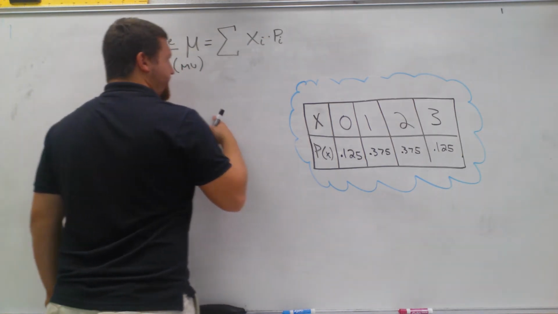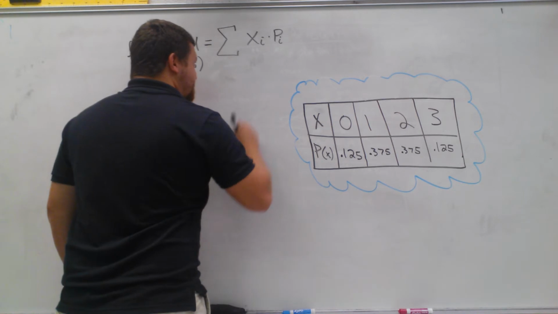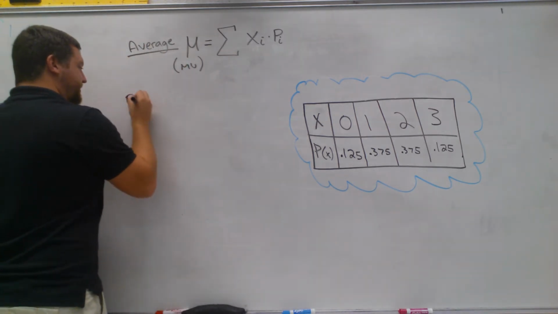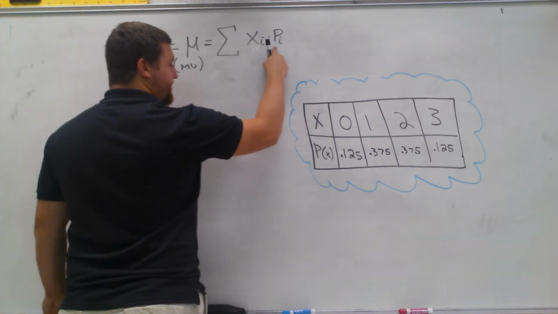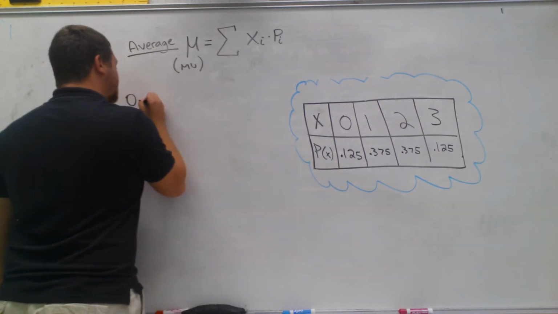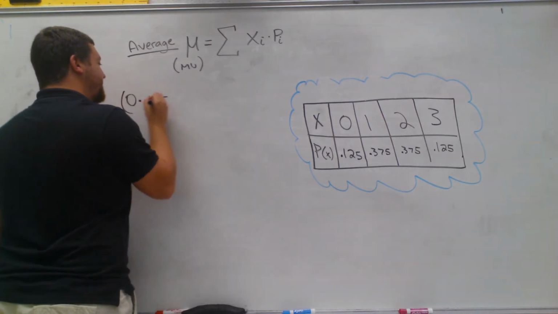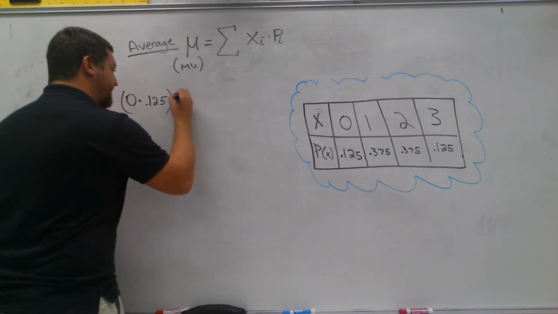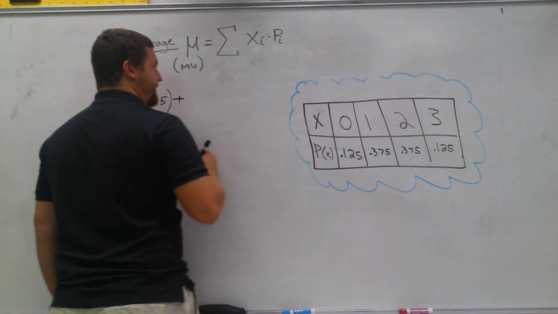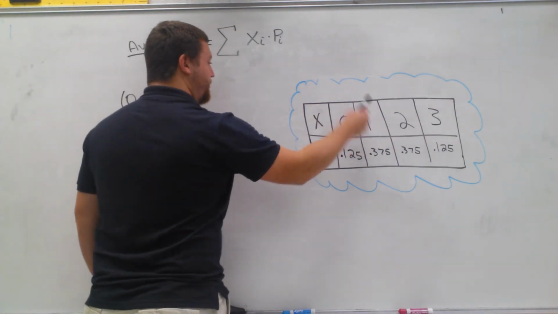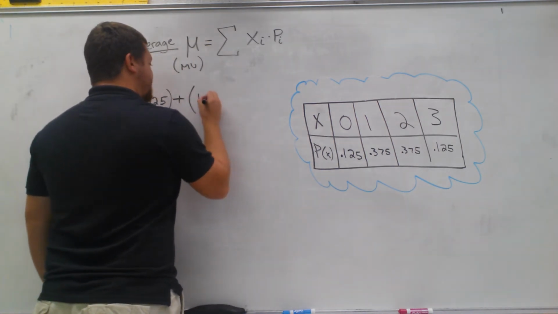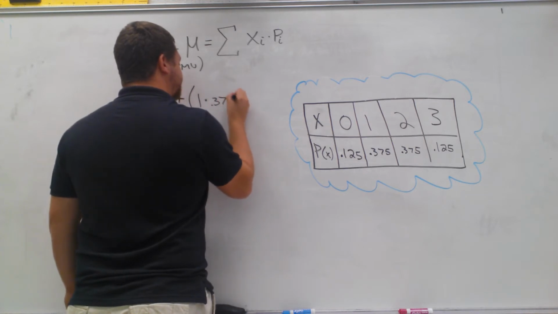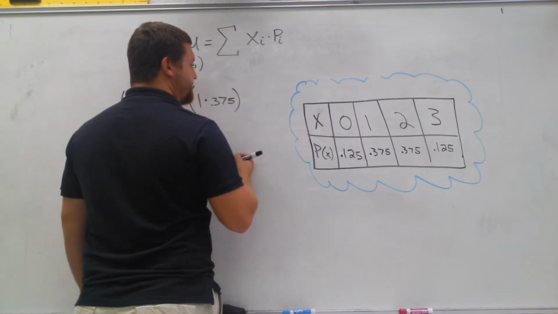So let's solve this. I'm trying to find my average. So I'm going to add up all of these. But my first one is xi, which is 0, times the pi. What's the probability of that 0? 0.125. Okay? And remember, it is a what? Sigma, which means sum, which means add. So I'm adding my next xi. So I did the first one. No, my next xi is 1, times, what's its probability? 0.375. Keep going until we get all our xi's done.